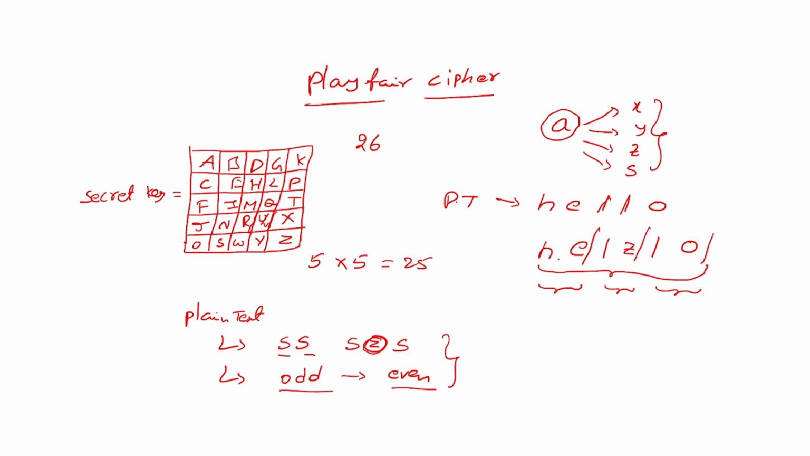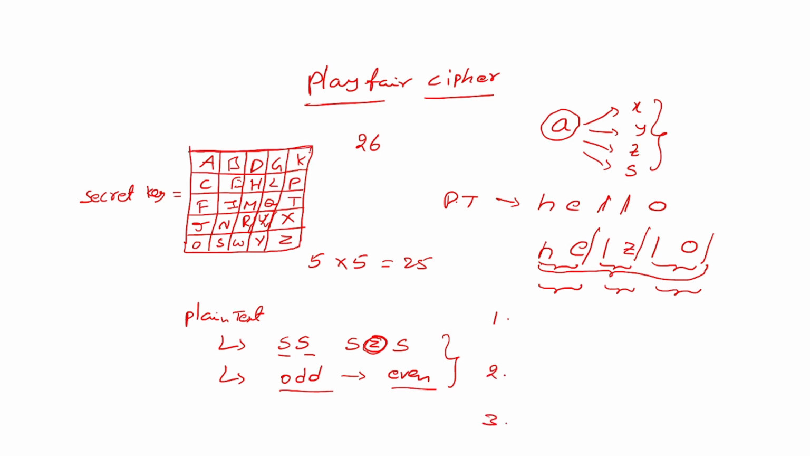We need to divide the plain text into blocks, into pieces, and each block contains two characters: H, E, L, Z, L, O. Now we need to perform the encryption operation. To perform the encryption operation, the cipher contains three rules.